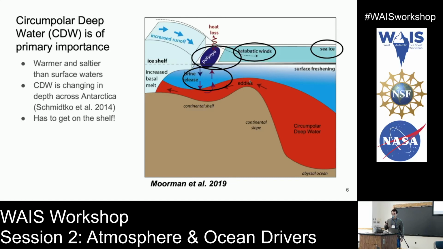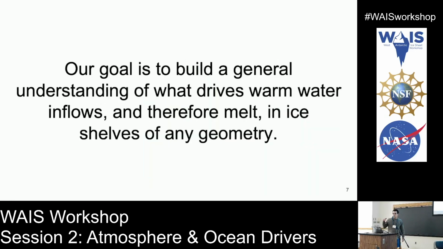What we do know matters is hot water, and principally circumpolar deep water, which is this water mass that lies at depth off the shelf in Antarctica. And it's at different heights at different ice shelf cavities. And that means that it has to kind of get on to the continental shelf to reach the ice and drive vigorous melt. And so our goal is to build a general understanding of what drives these warm water inflows and therefore melt in ice shelves of any geometry.